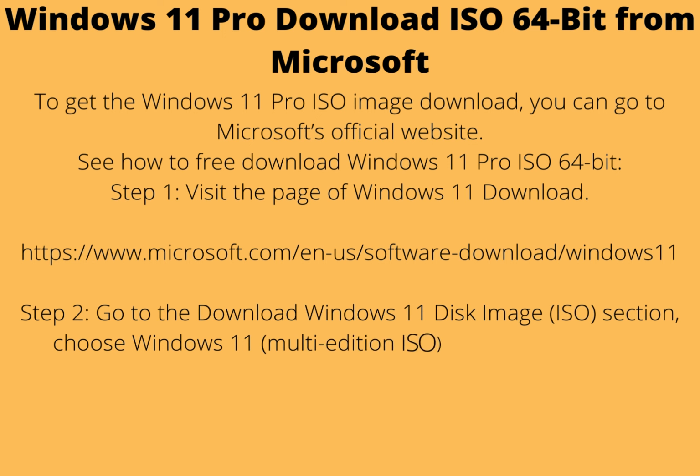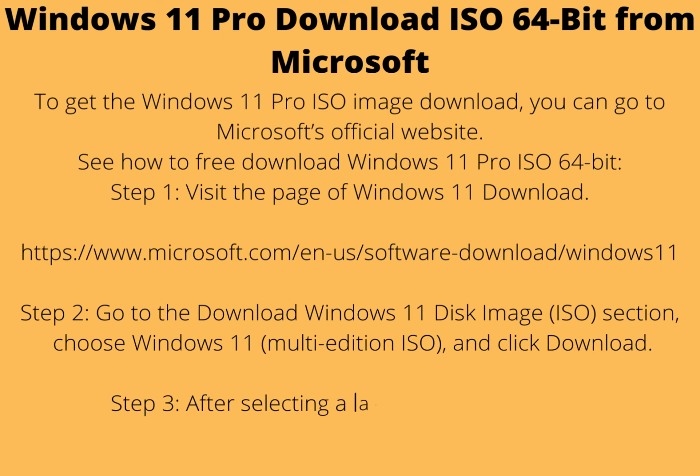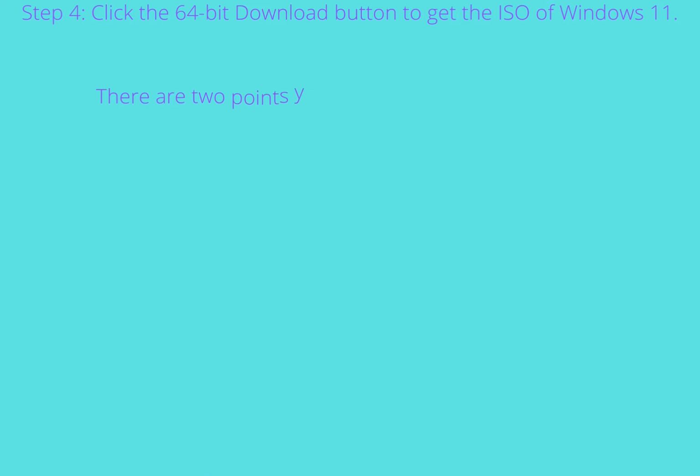https://www.microsoft.com/en-us/software-download/windows11. Step 2. Go to the Download Windows 11 Disk Image (ISO) section, choose Windows 11 (multi-edition ISO), and click Download. Step 3. After selecting a language, click Confirm. Step 4. Click the 64-bit download button to get the ISO of Windows 11.